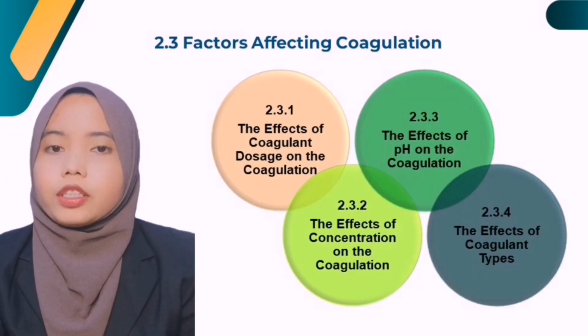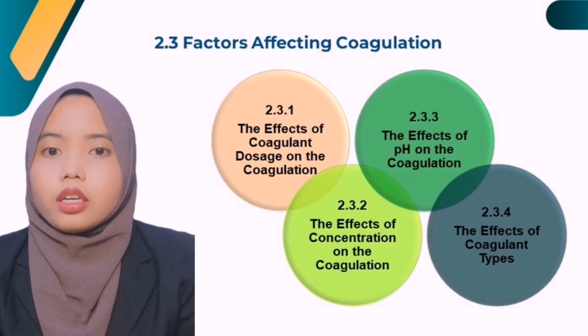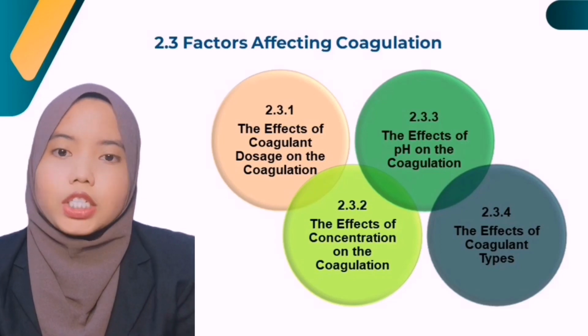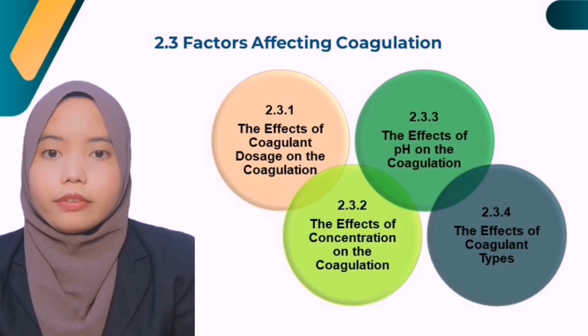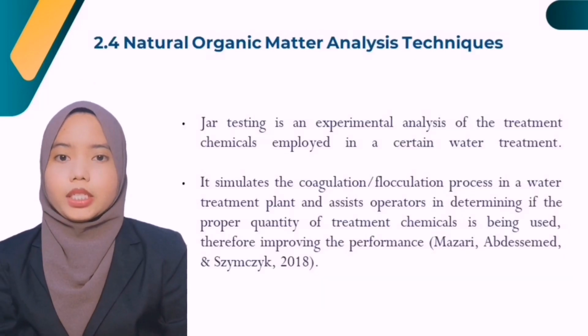2.3 Factors affecting coagulation. There are four factors that affect coagulation. Firstly, the effects of coagulant dosage on the coagulation. Second, the effects of concentration on the coagulation. Third, the effects of pH on the coagulation. And lastly, the effects of coagulant types. 2.4 Natural organic matter analysis techniques.